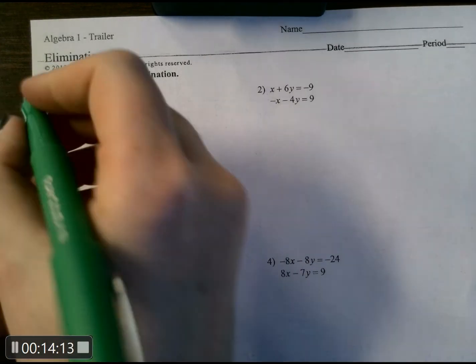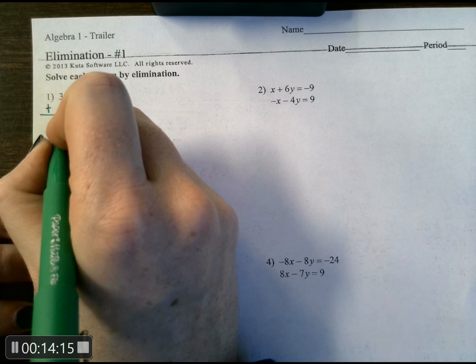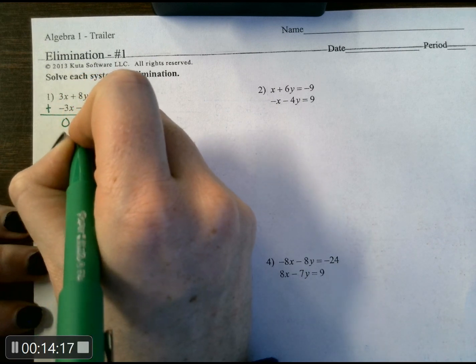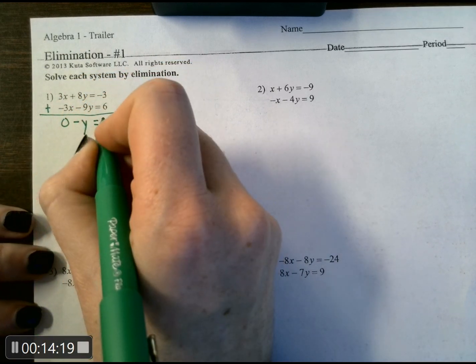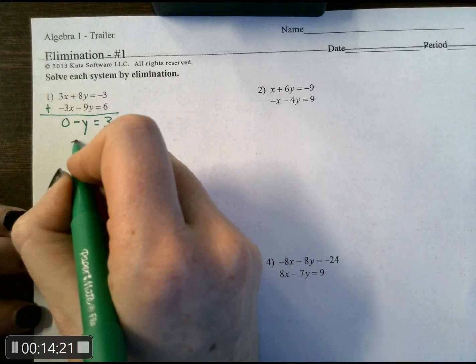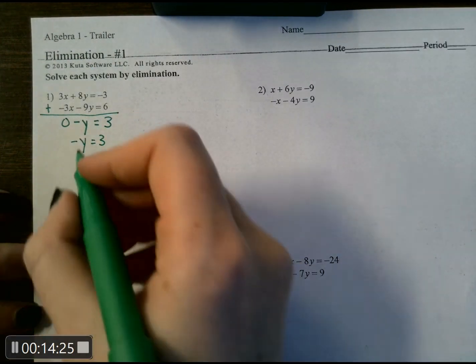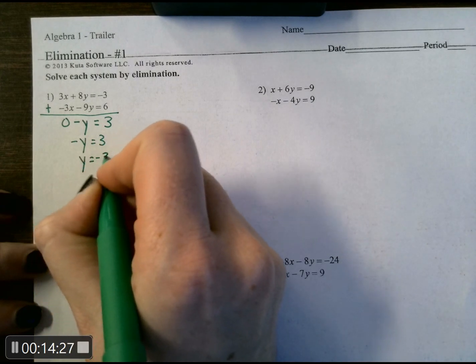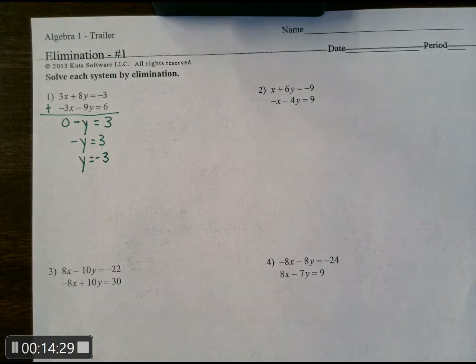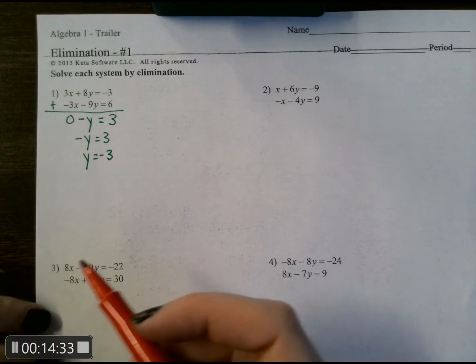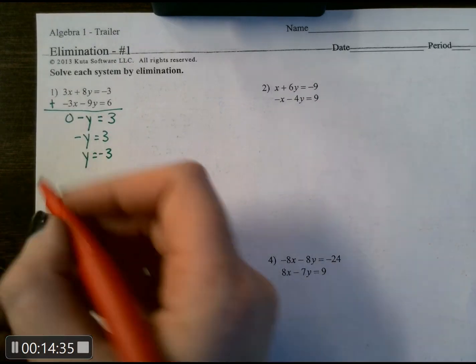So automatically we can go ahead and add. So we get 0 minus y equals 3. So we have negative y equals 3. But we can't have a negative letter, so y equals negative 3. Okay? So then, pick which one you want to substitute it into.